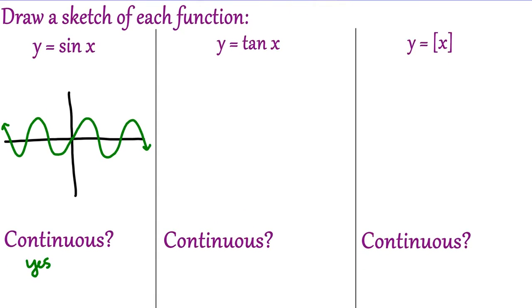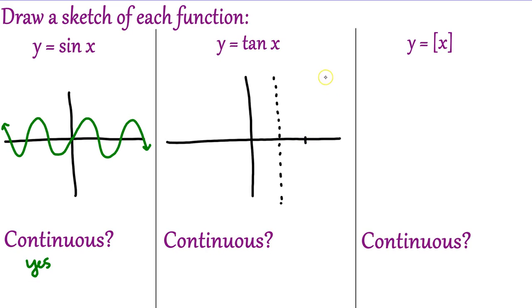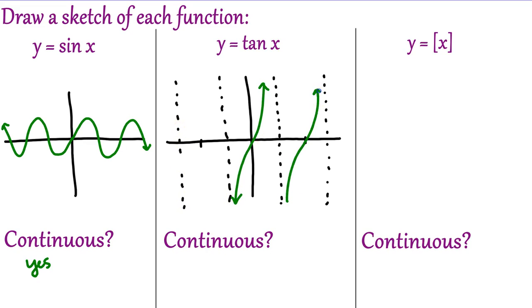Moving on to the next one, y equals tangent of x. If you recall, this one has some vertical asymptotes because there are some values where tangent is undefined. It's undefined at pi over 2 and 3 pi over 2, etc. Also negative pi over 2, negative 3 pi over 2. It has infinitely many of those vertical asymptotes. Curves look kind of like this. Now, your gut is probably going to be to say that this is not continuous. I had to lift my pencil every time I drew a new part.